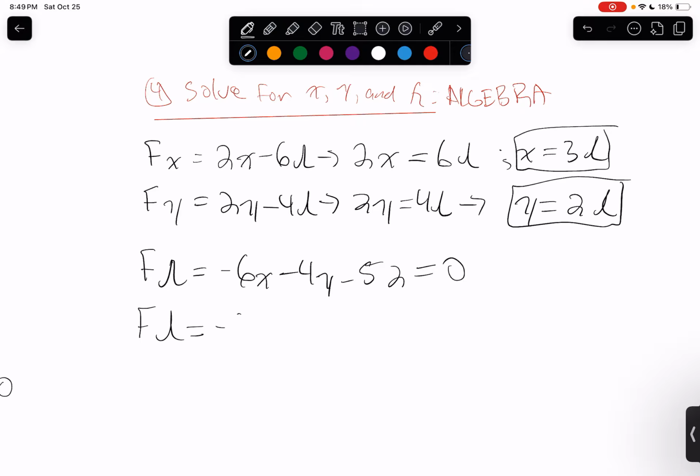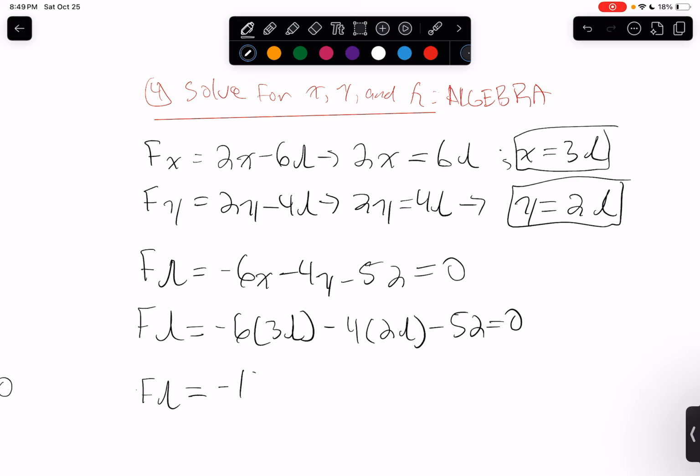Next, negative 6. We have our x value, which is 3 lambda. We're going to plug that into wherever we have an x. That's called direct substitution, okay? Minus 4, 2 lambda, which is our y value, okay? Minus 52 equals to 0. All right, we're going to do some multiplication.